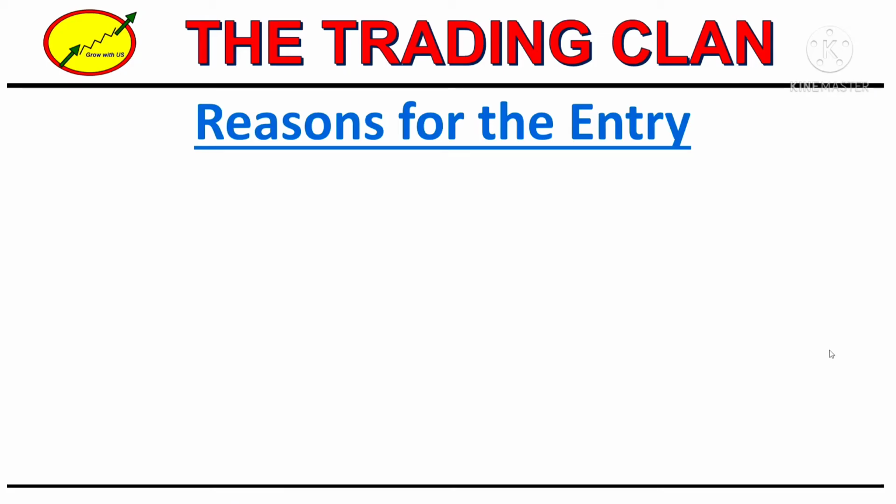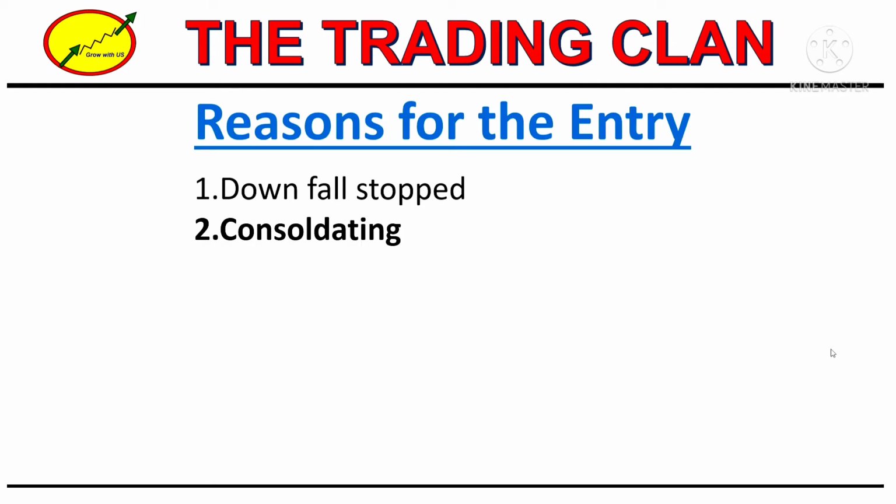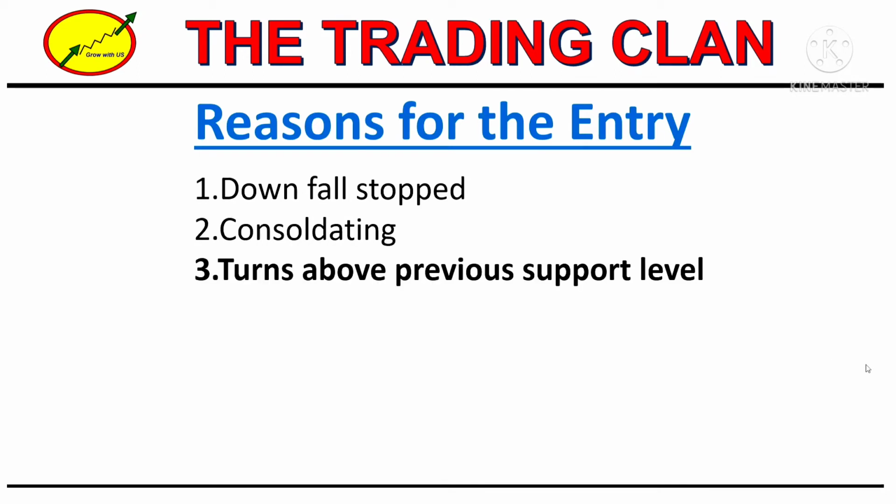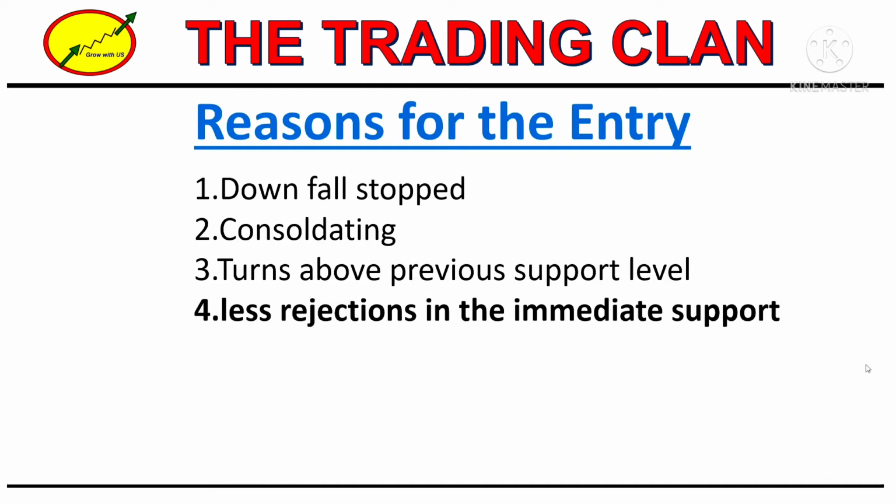Consolidating our points for the reason of entry: the downfall has already stopped now and the market is consolidating. You can see the consolidation for the past 2 days, and the market turns above this previous support level. Less rejections in the immediate resistance line. Typed wrongly, not immediate support, it's immediate resistance.